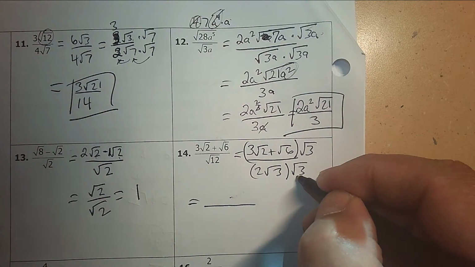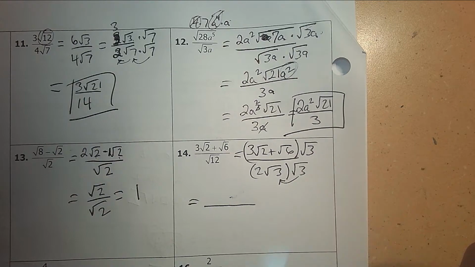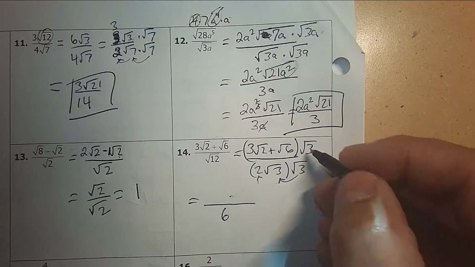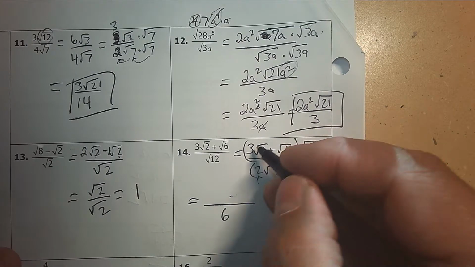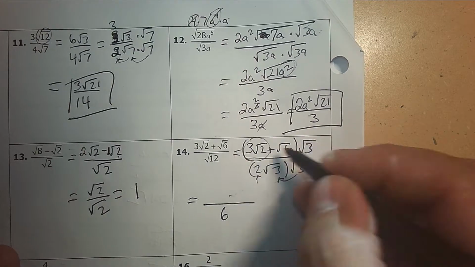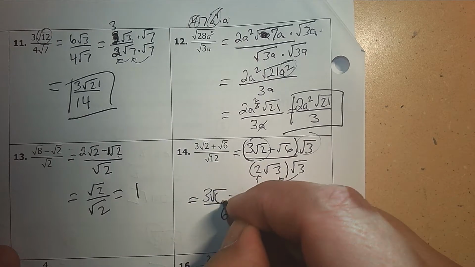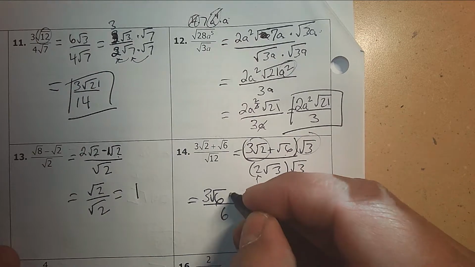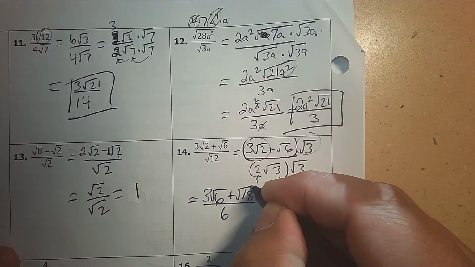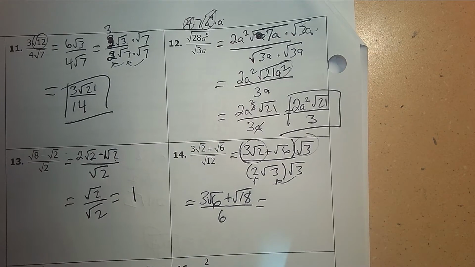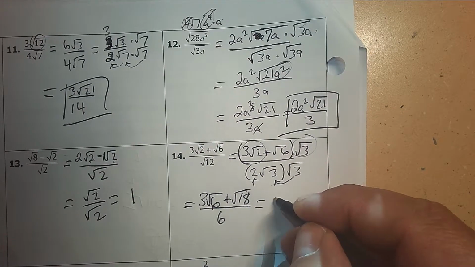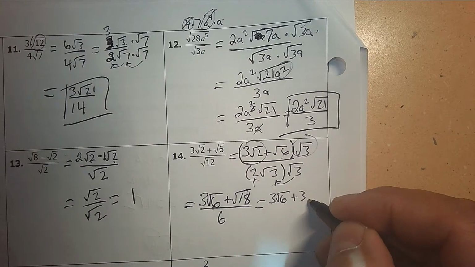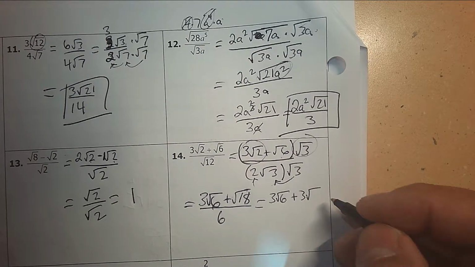Root 3 times root 3 is 3, and 3 times 2 is 6. Be careful here. You have to distribute to both numbers. What's 3 root 2 times root 3? Is 3 root 6. And what's root 6 times root 3? Root 18. All right, anything simplifiable here? What's 18? 9 times 2, which is 3 root 2.